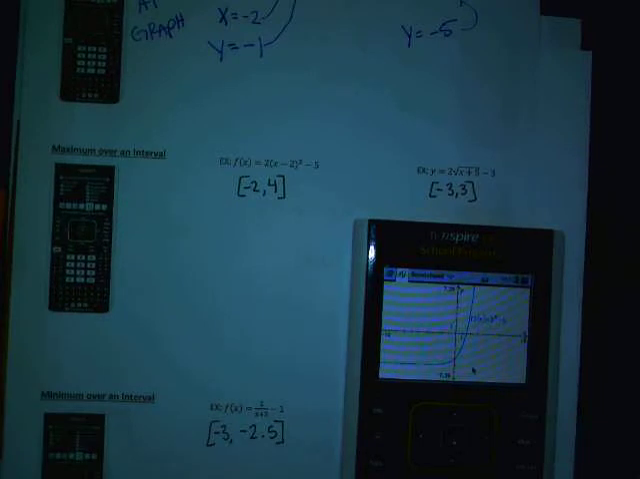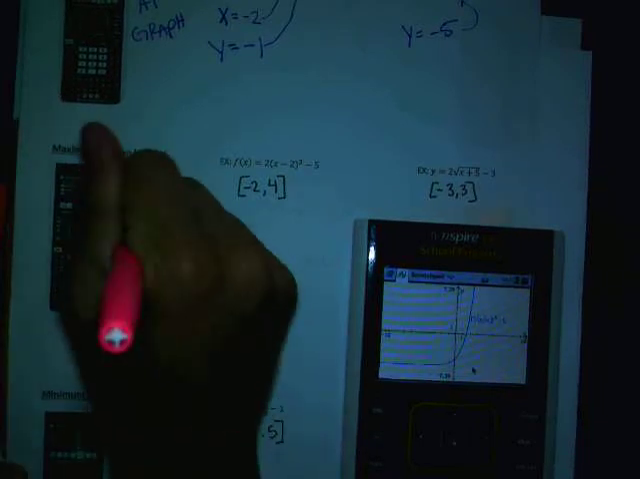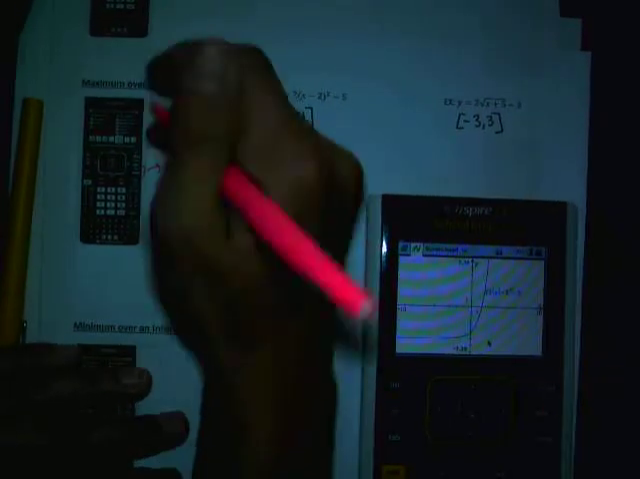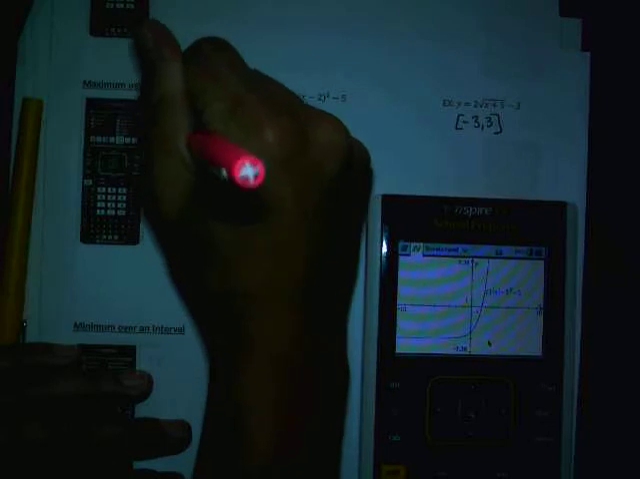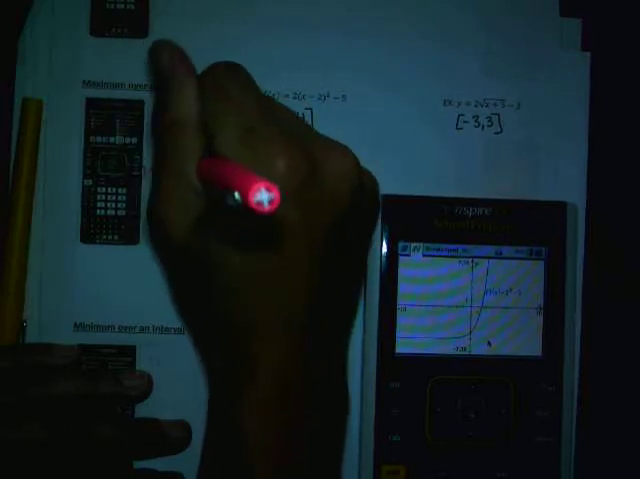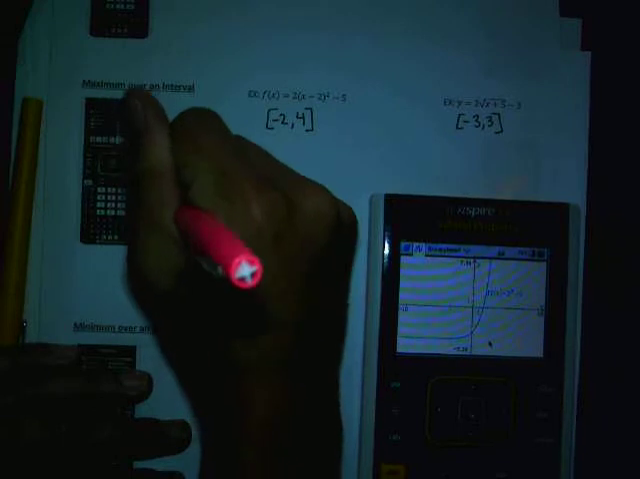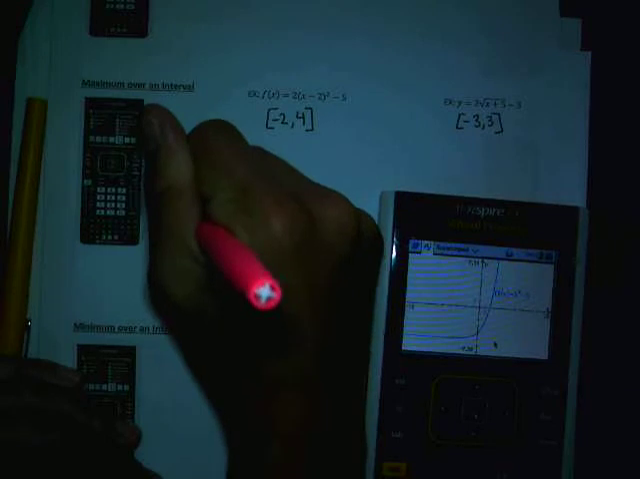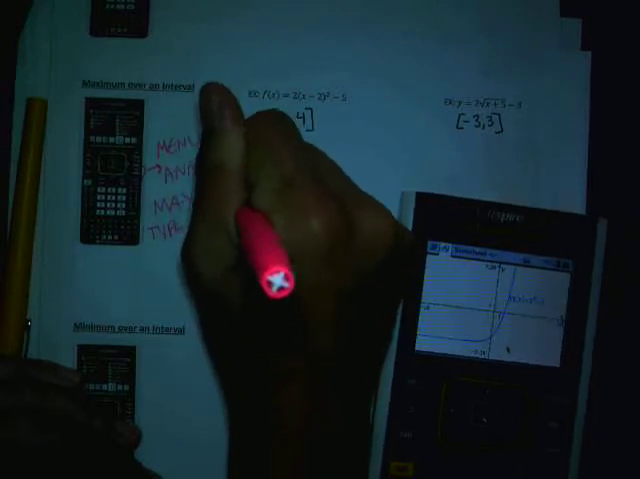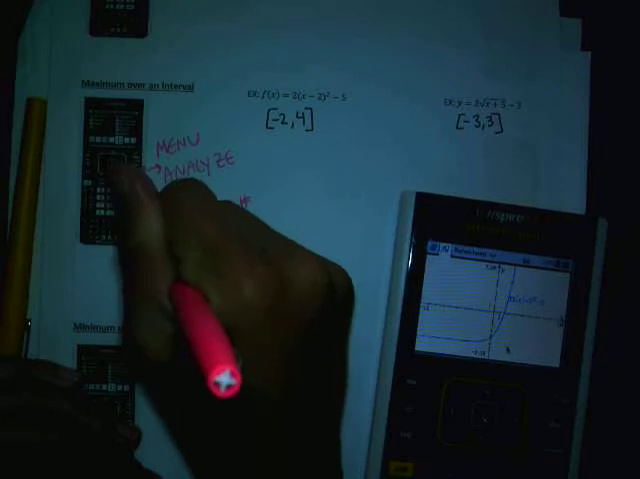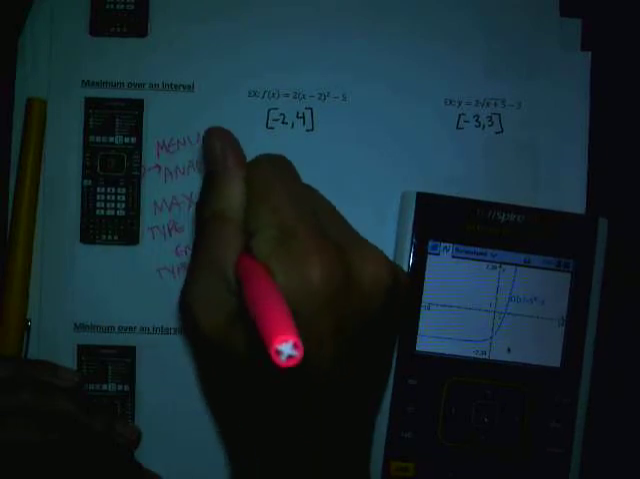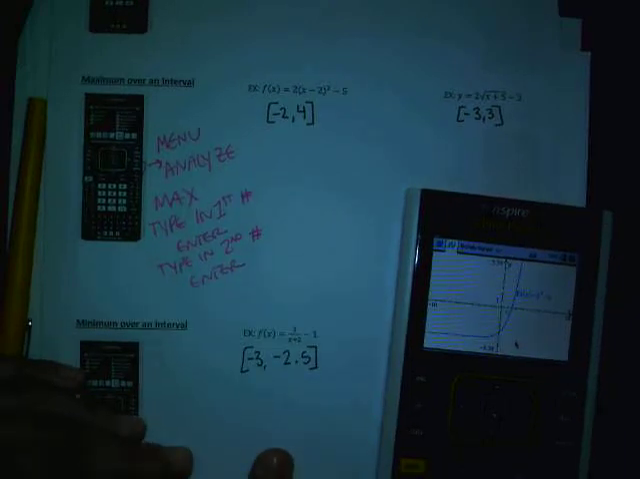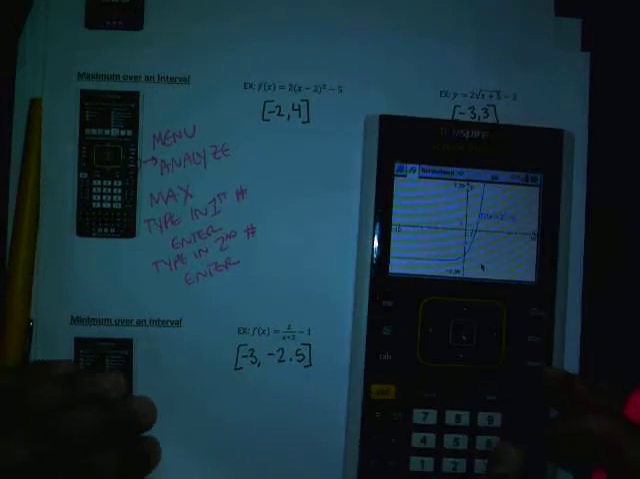All right. Max and min over an interval. I also forgot to put the intervals on your notes, so I added those in. The steps for max and min over an interval: Menu, Analyze. In this case, we're doing maximum. And you are going to literally type in your first number. Enter. Type in second number. Enter. And then your answer will pop up.